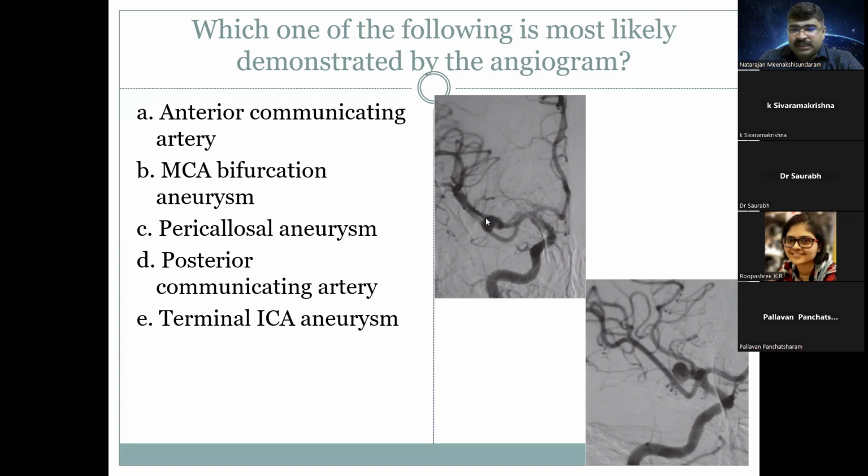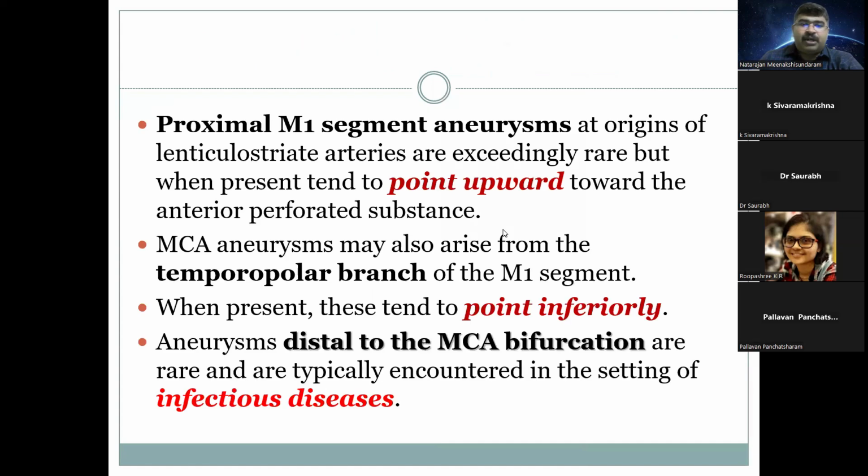So the bifurcation is the commonest site, whereas there can be aneurysms in the proximal M1 segment, where the superior surface of the M1 segment gives rise to the lenticulostriate arteries. So if any aneurysm arises from the proximal M1 segment, it will be related to the lenticulostriate arteries. In such cases, the proximal M1 aneurysms always tend to point upward. The dome points upward. Whereas if the aneurysm arises from the temporopolar branch of the MCA, then they usually point inferiorly. So there will be an inferior projection if it is from the temporopolar branch. It will be a superiorly pointing aneurysm if it is arising from the proximal M1 segment.